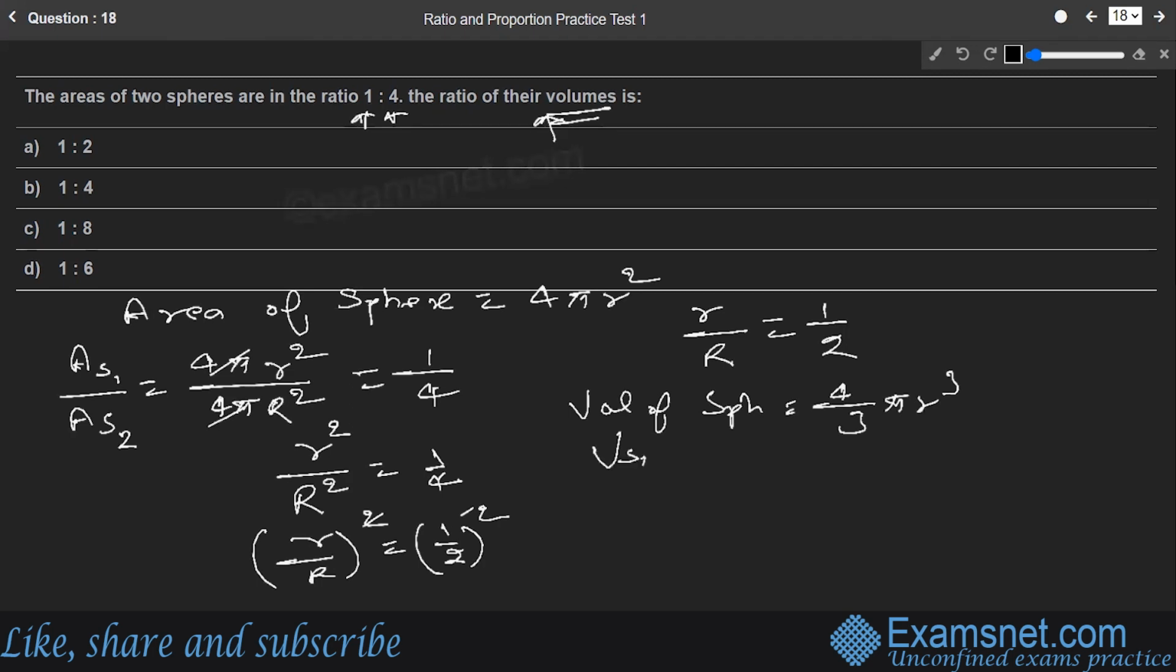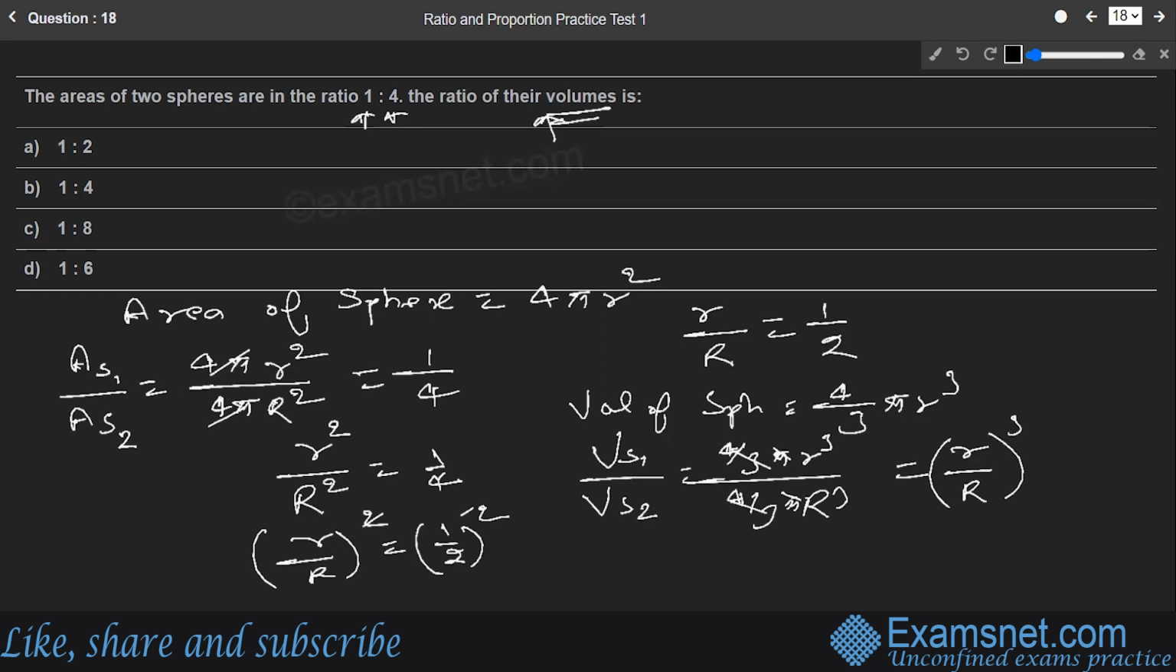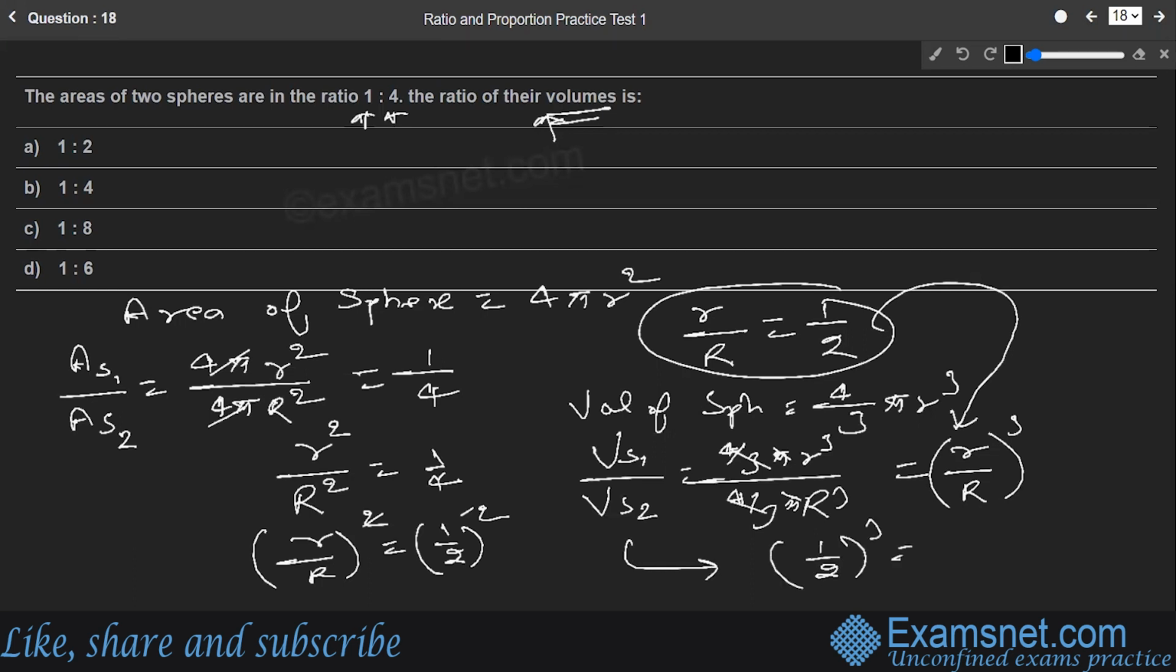So we can write volume of sphere 1 divided by volume of sphere 2 as 4 by 3 pi small r cube divided by 4 by 3 pi capital R cube, in which the 4 by 3 pi gets cancelled from numerator and denominator both. I'm left with r cube by R cube, or r by R's whole cube. Both are the same. I already have the ratio of r by R, so I can just put that value here and find the volume ratio, which is going to be 1/2's whole cube, which is nothing but 1/8, or the volume ratio is 1:8. So that becomes the final answer, 1:8, which is available in option number C.